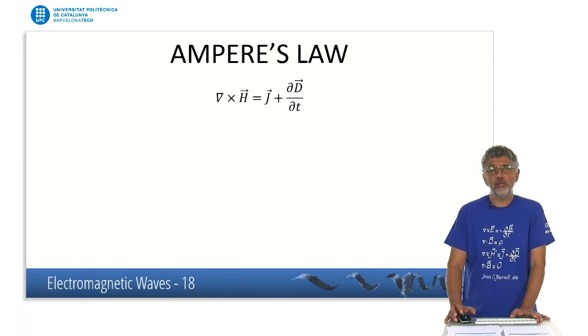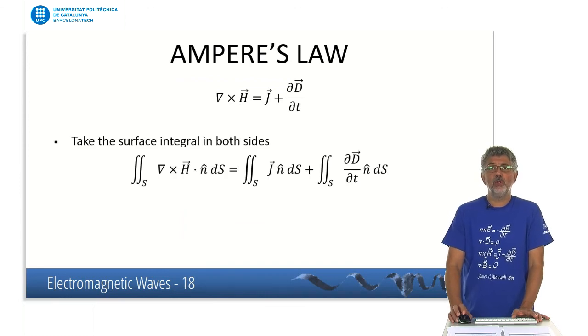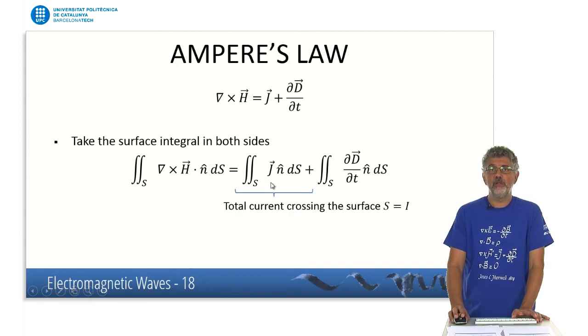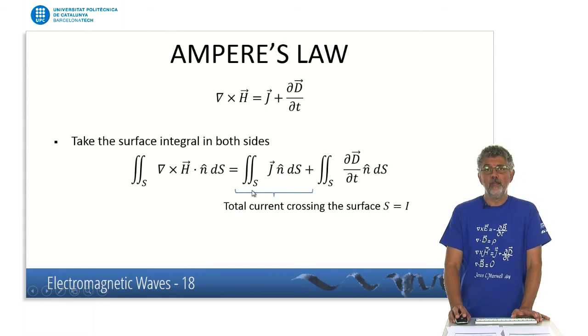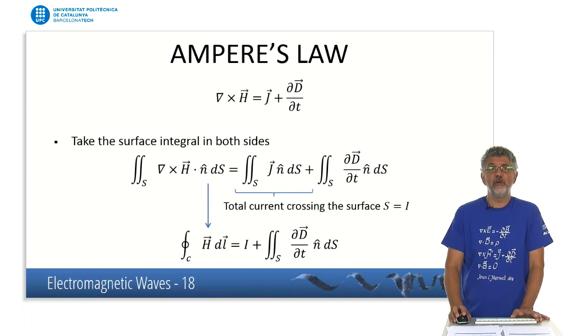If we try to find similar reasoning for Ampere's law, this is Ampere's law, and in that case we're going to take the surface integral on both sides. Now, in this case, notice that this surface integral of the current density over a surface is giving us the total current that is crossing that surface S. Using the Stokes theorem, we can write this expression. This is the circulation of H, and this is the current, and then we have that term here.